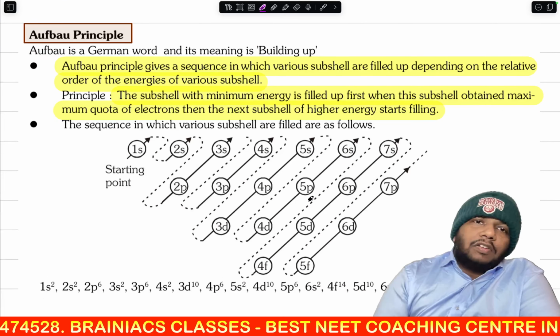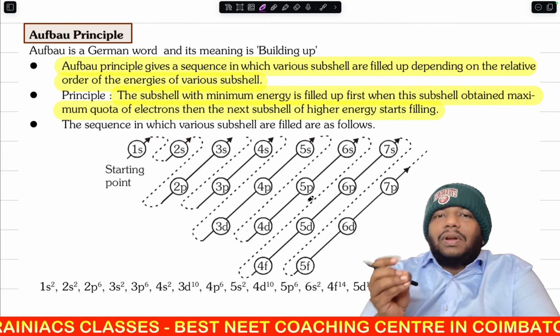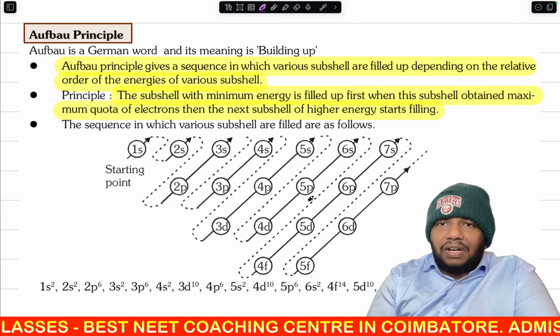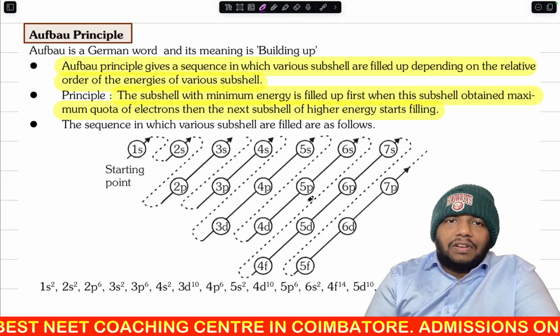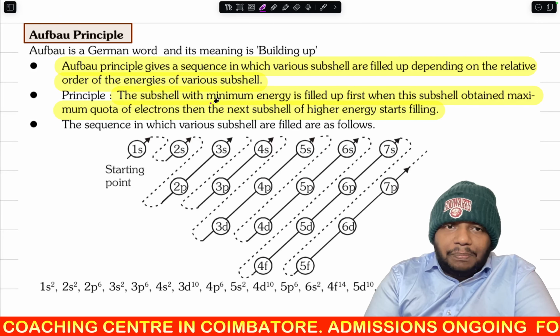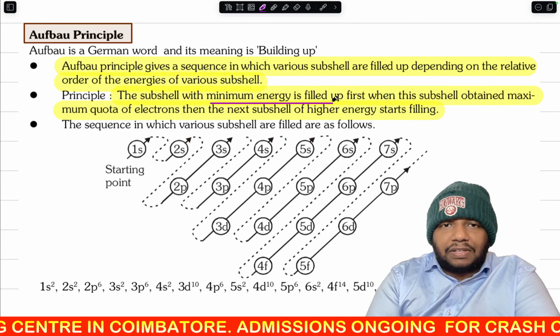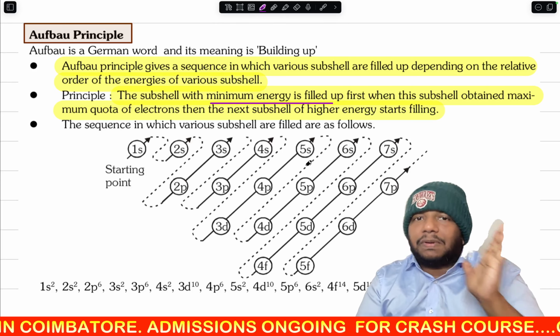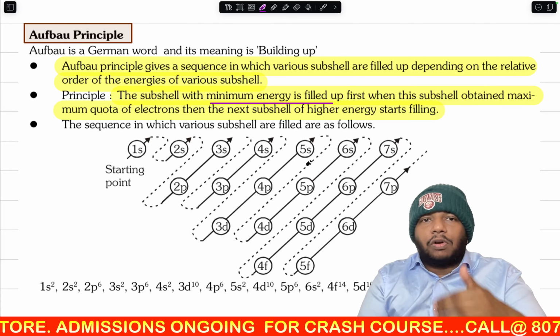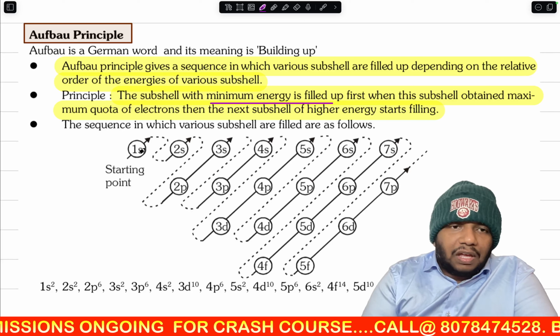Now if you want to see what is the fundamental behind that, it is the Aufbau principle. So what is the Aufbau principle stating? It gives the sequence with which the orbitals get filled up. The subshell with minimum energy will be filled first. That means the one with the lower n plus l value will be filled first, followed by the next higher value.